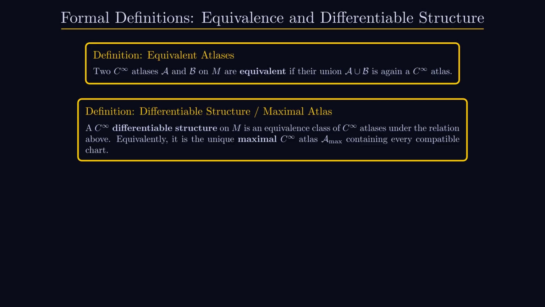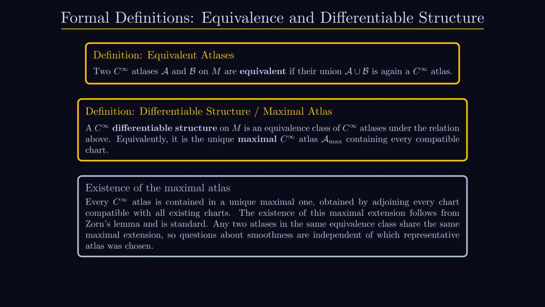This maximal atlas is obtained by taking every chart on M that is C-infinity compatible with any given atlas in the class. The existence of the maximal atlas follows from Zorn's lemma applied to the partial order of compatible C-infinity atlases ordered by inclusion. The key point is this: any two atlases representing the same differentiable structure share the same maximal extension. As a result, all questions about smoothness on M are independent of which representative atlas was written down. The computation of part 2 now tells us which equivalence class each of our two atlases belongs to.